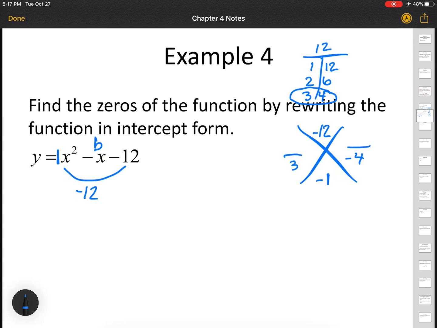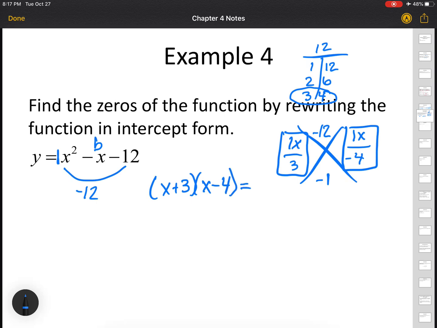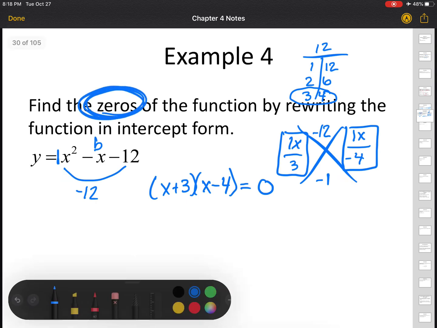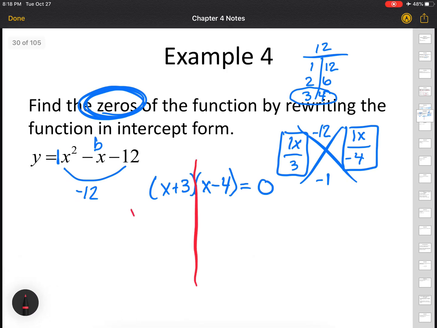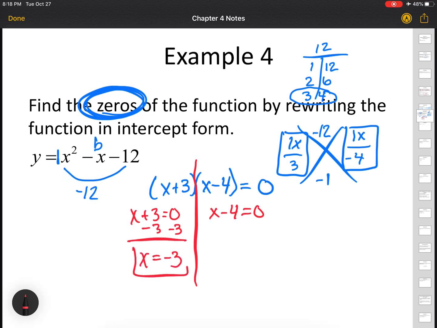Then on top, since my a was 1, I'm putting 1 up there and attaching 1x. So here are my factors. X plus 3 since 3 was positive, and x minus 4 since 4 was negative. But I'm going to set it equal to 0 because we're trying to find the zeros of that function. Which again just means simply splitting them apart and solving for x after we set them both equal to 0 individually. So if I subtract 3 here, well, x is negative 3. And if I add 4 here, x is equal to 4.